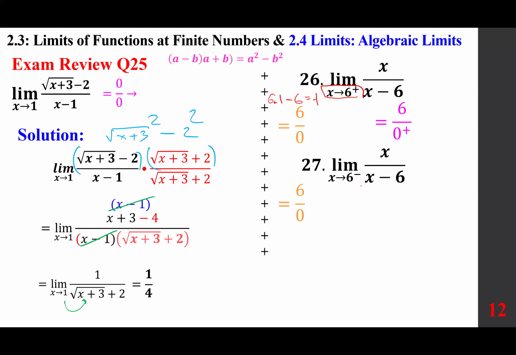Whereas the bottom from the left, like 5.9 minus 6, is minus 0.1. So 6 over 0 from the left. So both of them go to infinity, but this one is positive infinity, this one is negative infinity. And that's what you need to pay attention to, everybody.